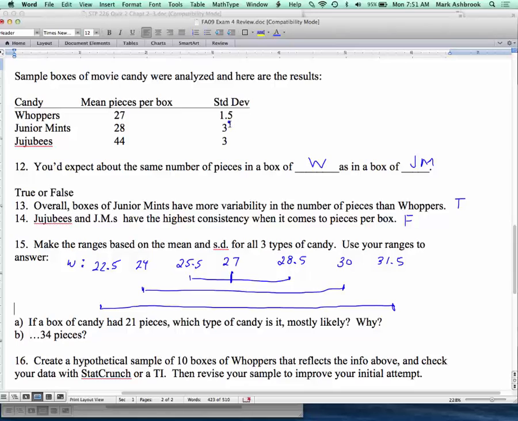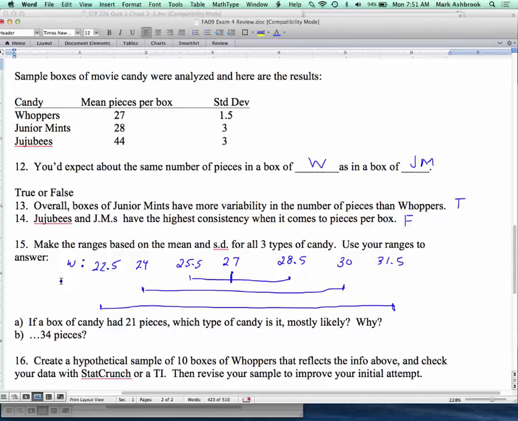So reaching down and having a likely data point at 21 is much more likely with the junior mints than the whoppers, because the junior mints has a greater variability, and they'll be more spread out, so you more likely get a junior mints at 21. So what about whoppers? That's even outside of the 3 standard deviation range. Very unlikely. It could be, but it'd be an outlier, right? A whoppers box with 21 candies would be an outlier.